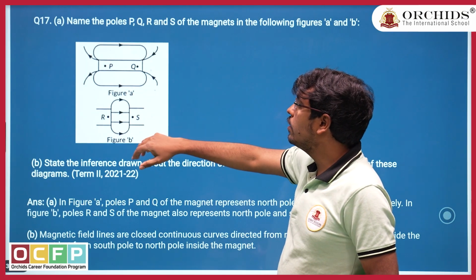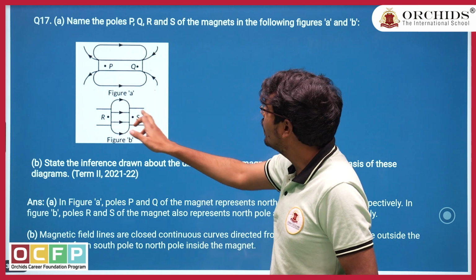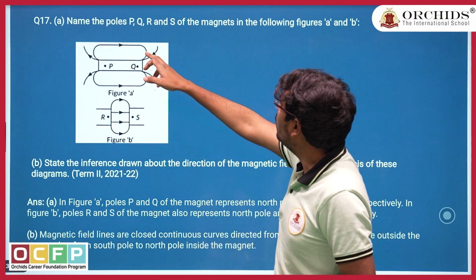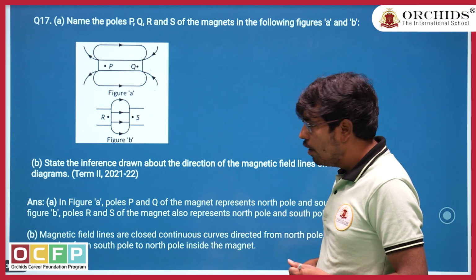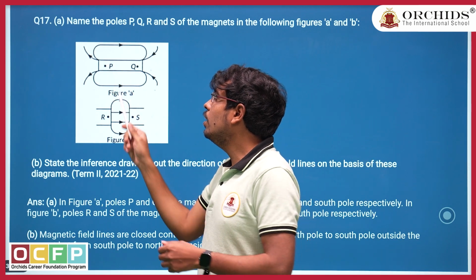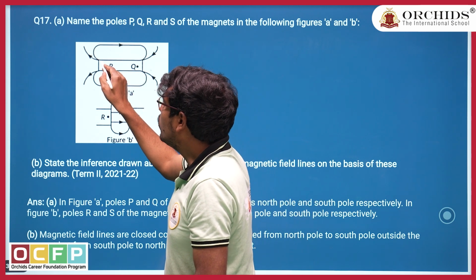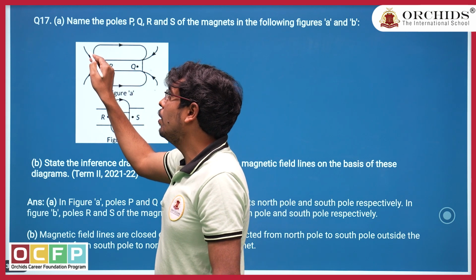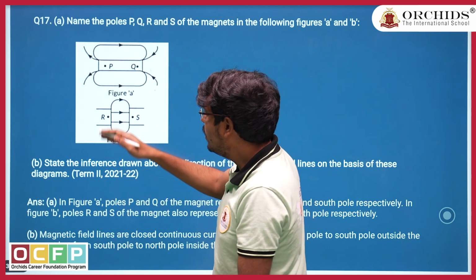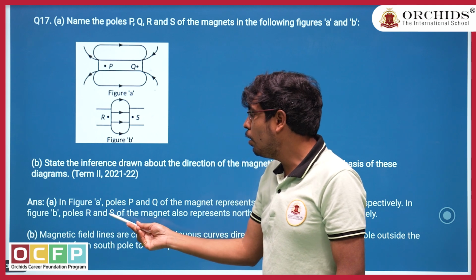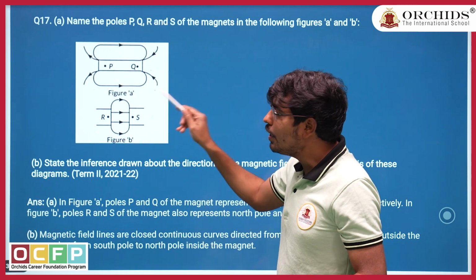So the first question they asked is here, in the first diagram they mentioned P and Q, and in the second diagram they mentioned R and S, and they are asking us to name the poles P, Q, R, S of the magnet in the following figures A and B. If you observe here, P, Q is just indicating the magnetic field lines. So we know that at P, which is the north pole, the magnetic field is emerging, and Q is the south pole, where the magnetic field is converging. So that is the first diagram. So we can know that P and Q are the north pole and south pole of the magnet. That's it.